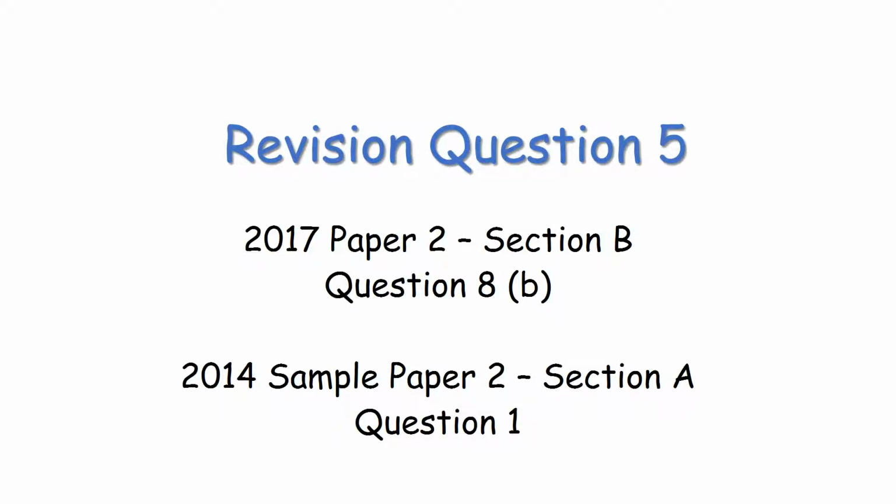Welcome to this video on the fifth set of revision questions, and this is looking at two questions coming from the probability section of our course from last year. So the first thing that we are going to look at was the 2017 question. It was from paper 2, section B, and it was question 8.